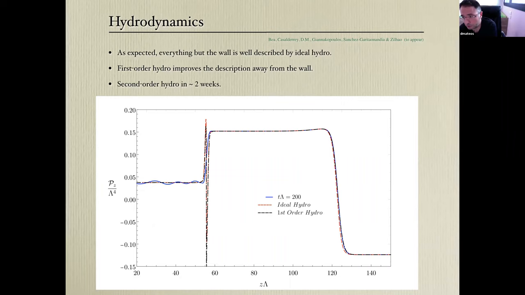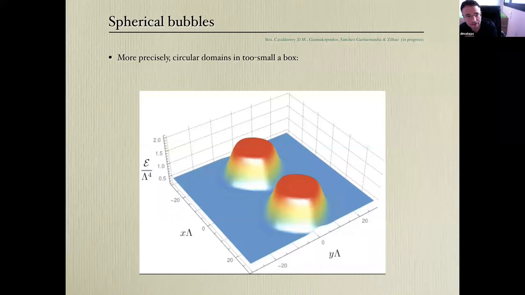Everything I've said so far was for planar bubbles. What I show you now is a movie with spherical bubbles, or more precisely, circular domains in a small box. What I mean by this is that these are not really bubbles that are going to expand, but simply two phase domains, at the critical temperature TC, that have been given some initial momentum towards each other, and they're going to collide and do something. Of course, they are in a small box because this was just a first simulation, so what you're going to see is finite box size effects at some point. So that's what they do.